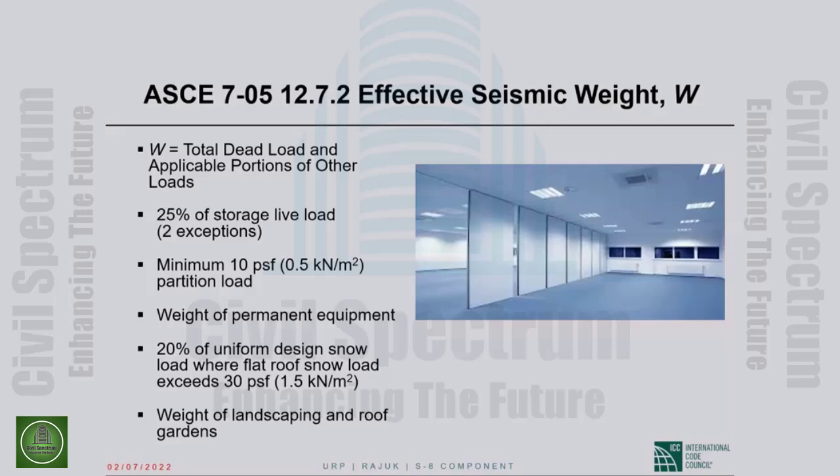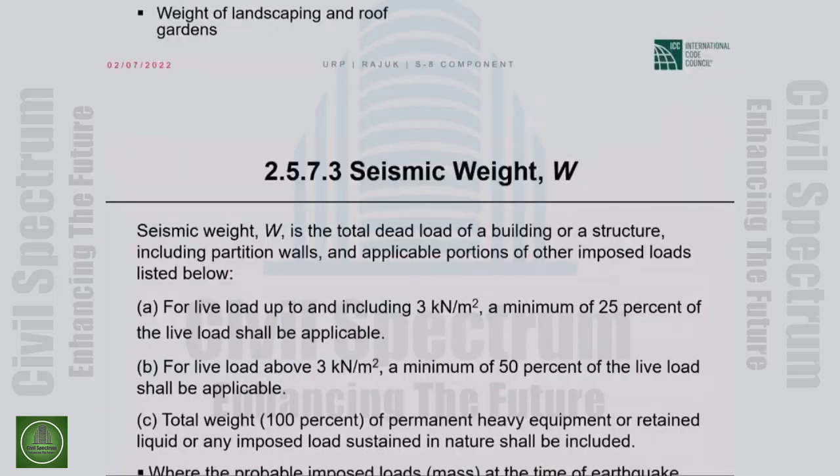We go for lighter partitions. Weight of permanent equipment, 20% of uniform design snow load, where flat roof snow load exceeds. That is a very important component, but not for you, so let me not spend time here. And then weight of landscaping and roof gardens. So if you have a garden on your roof, the weight of that has to be included in the seismic weight.